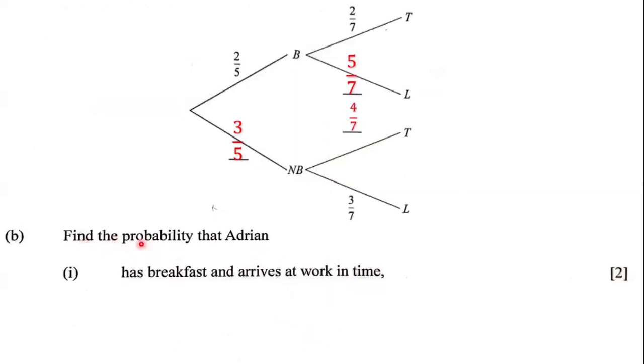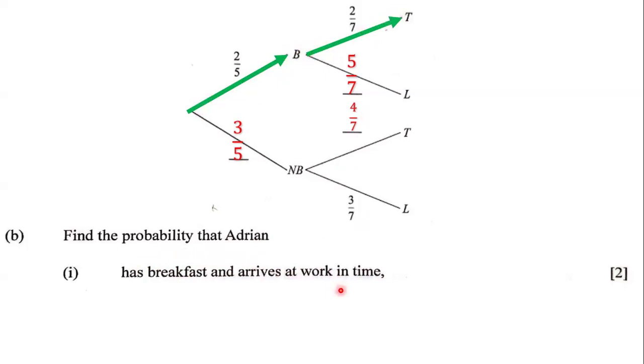And so they said, find the probability that Adrian has breakfast and arrives at work in time. So the probability that he has breakfast is going to be 2 over 5, all right? But not only that he has breakfast, we also have to figure out the probability that he has breakfast and arrives at work in time. So the probability that he has breakfast is 2 over 5. The probability that he arrives to work on time after he has breakfast is going to be 2 over 7.